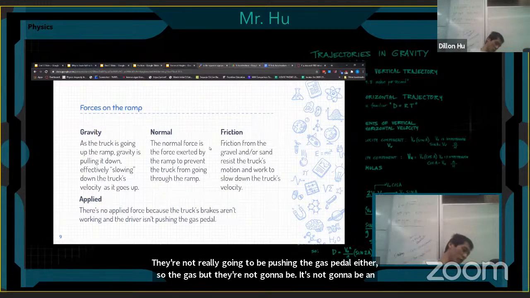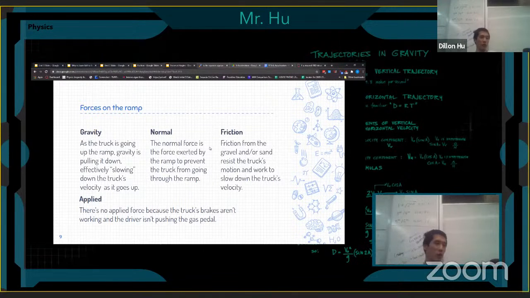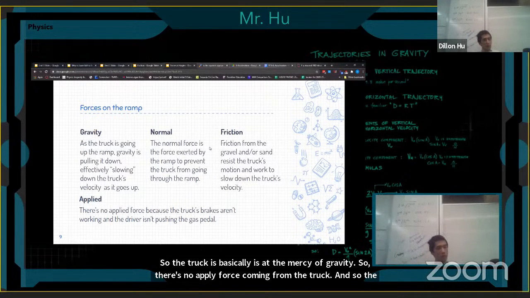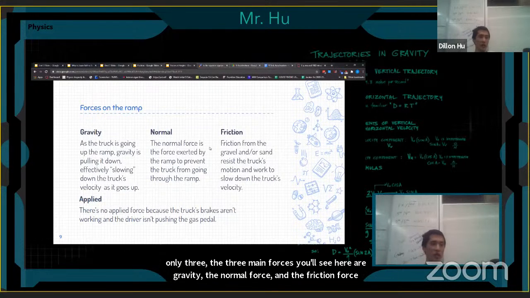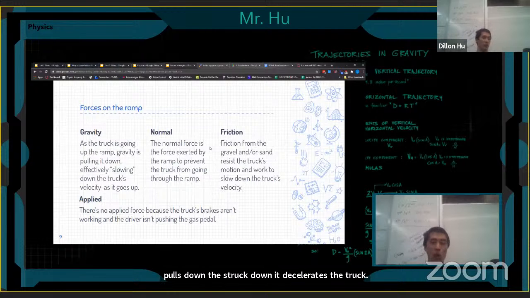Again, gravity is what helps slow down the truck as it's going up. It pulls the truck down. It decelerates the truck. The normal force is the force that the ramp exerts to prevent the truck from going through the ramp. The friction is from the gravel and or the sand on the ramp that resists the truck's motion and works to slow down the truck's velocity. And then there is no applied force here, because the truck's brakes aren't working and because the driver is not pushing the gas pedal.